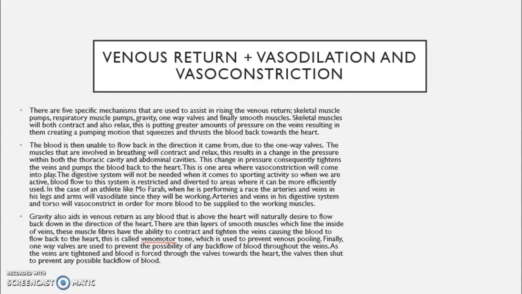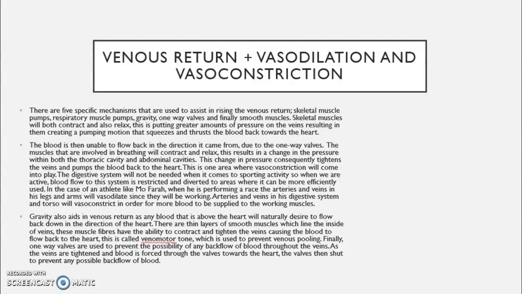So the skeletal muscles will both contract and relax, and they put greater amounts of pressure on the veins, resulting in them creating a pumping motion, which kind of squeezes and thrusts the blood back towards the heart. So that's one way venous return is affected. Also, the blood is then unable to flow back in the direction it came from because there are valves, and the valves will allow a certain amount of blood through, then close, preventing backflow. Same way the heart works.